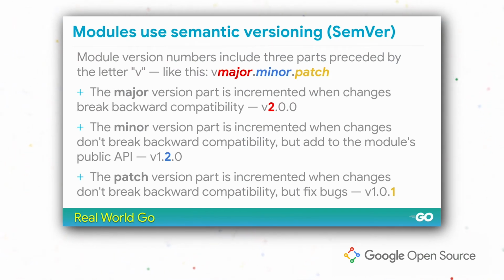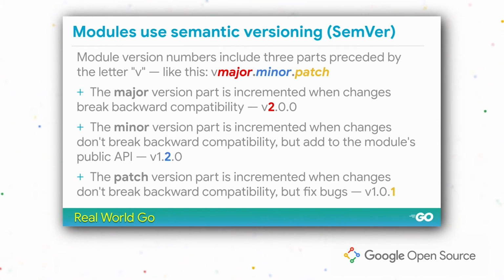Go modules use the semantic versioning model. A version number includes a major part, a minor part, and a patch part. A major update includes changes that aren't guaranteed to be backward compatible. Those might be changes to the module's public API, for example, things that break code that's already using the module. A minor version update is guaranteed to be backward compatible, but it also could include changes to the public API, such as adding new functions. A patch update is guaranteed to be backward compatible and is for bug fixes.